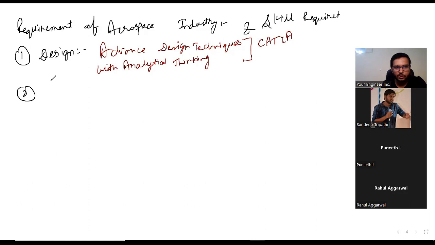The second thing is called simulation. Now in simulation, I will talk about various softwares, so it's not necessary to go into all of them. In simulation, there will be transient and non-transient analysis, linear and non-linear.